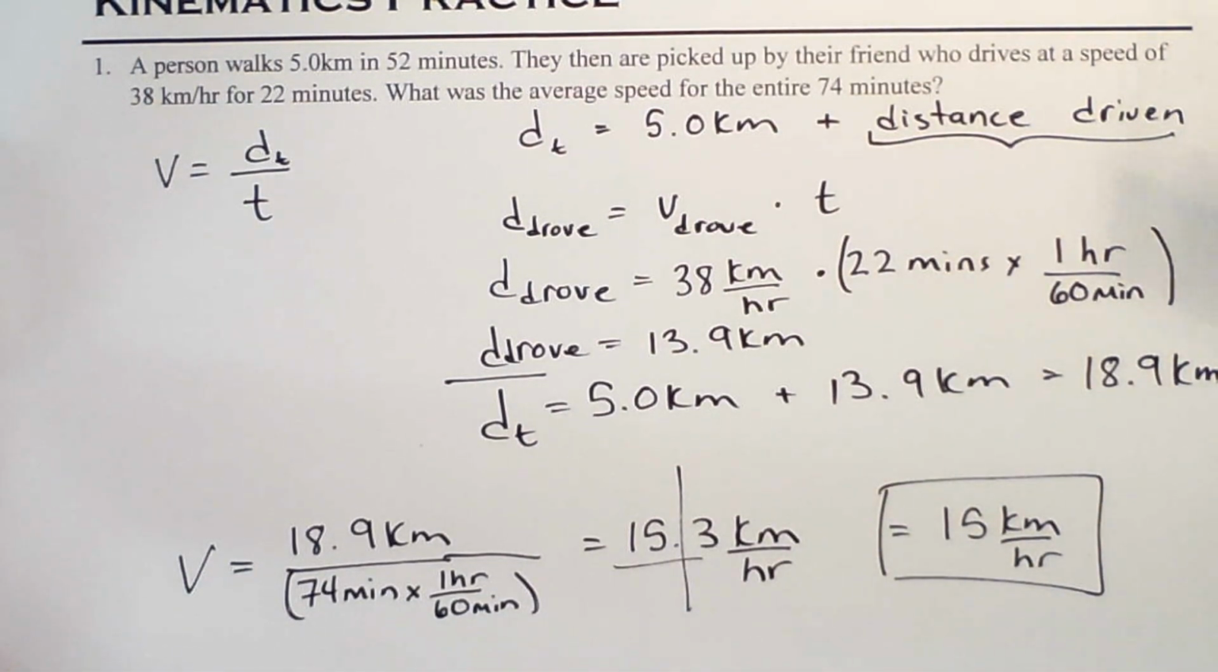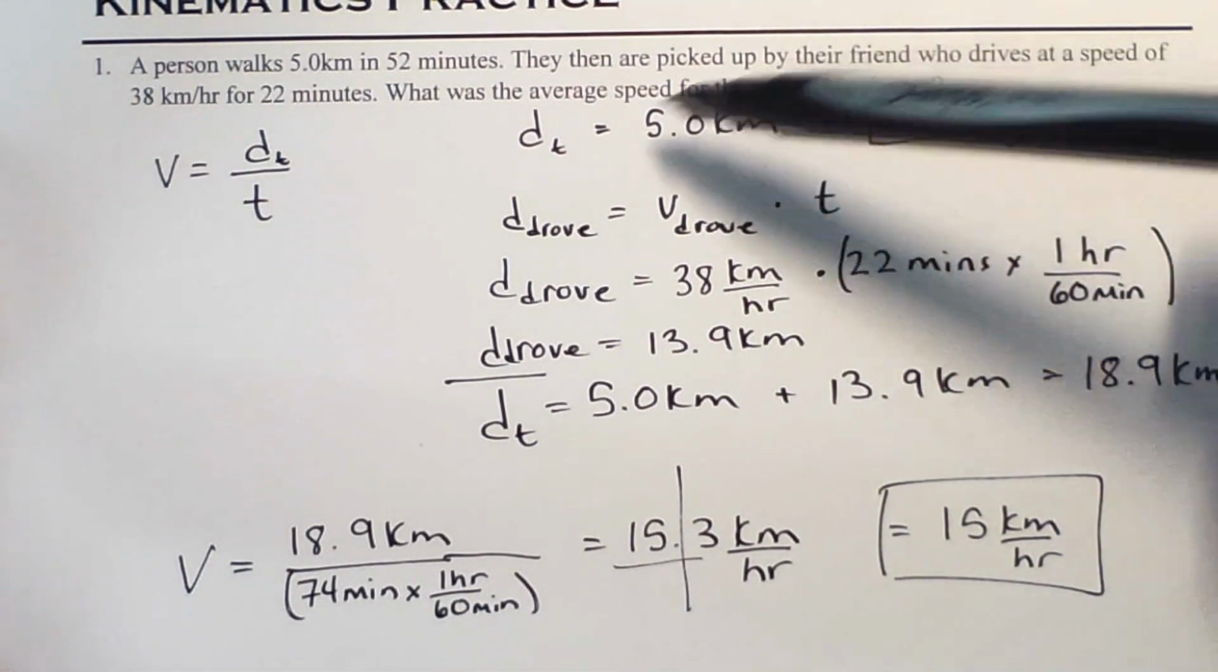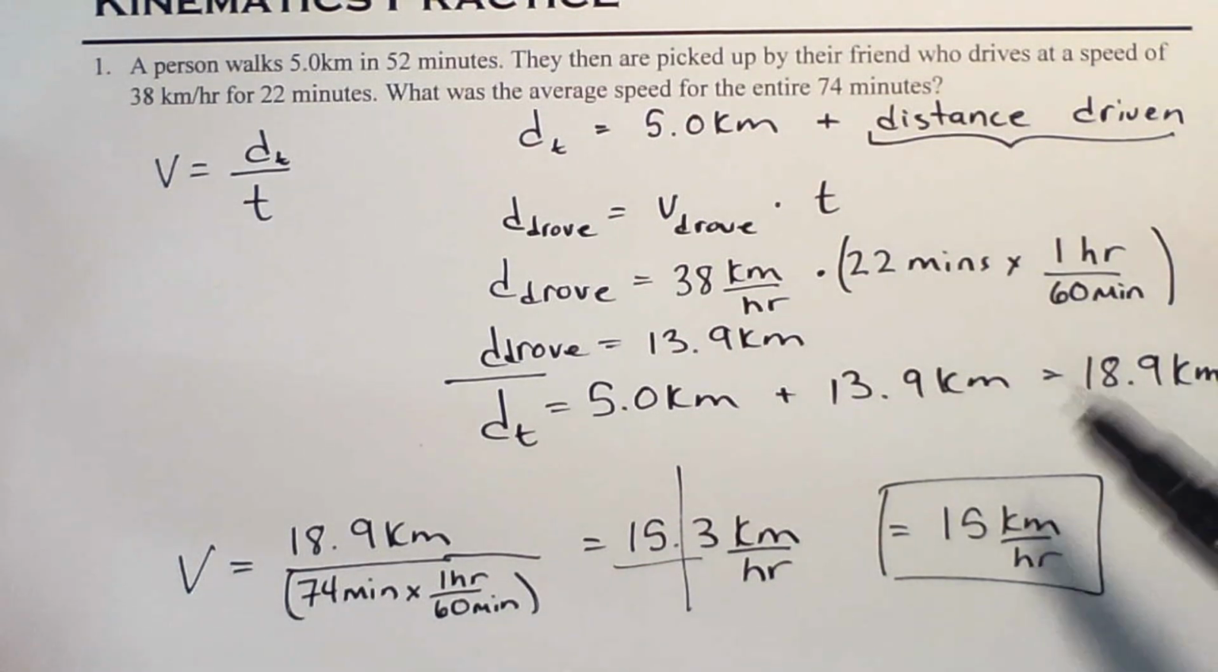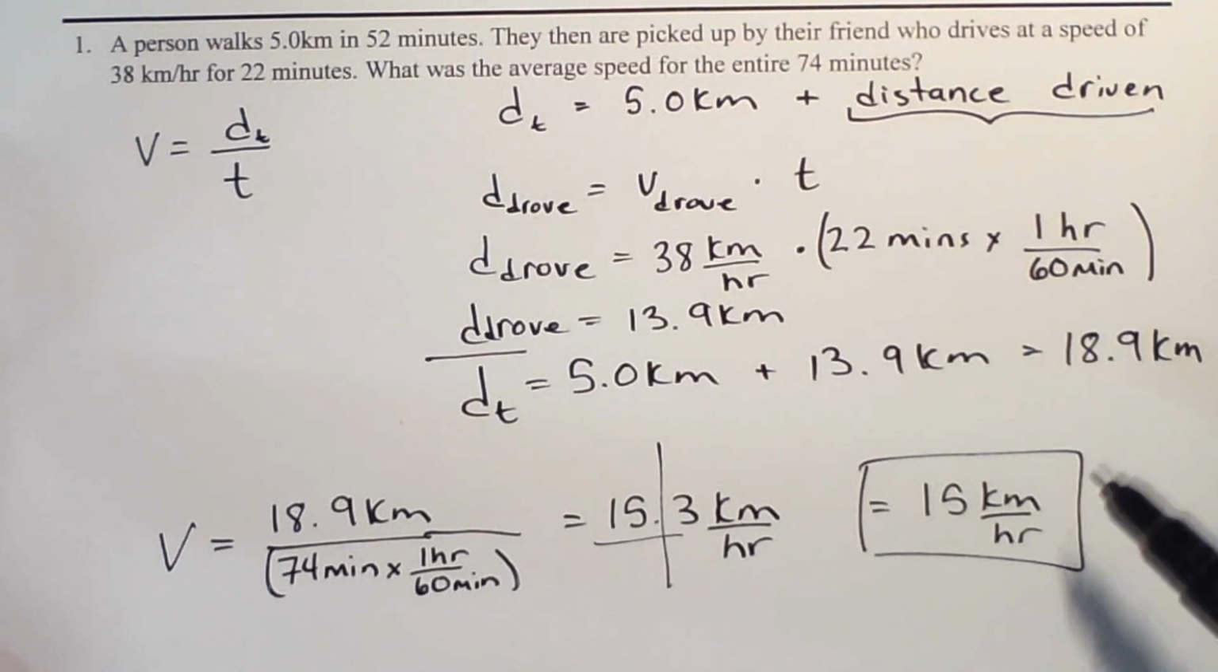So the general way we do this is we solve for the total distance, we divide by the total time. We have a little bit of adjusting units to make it work, but we have 15 kilometers an hour. 4.3 meters per second.